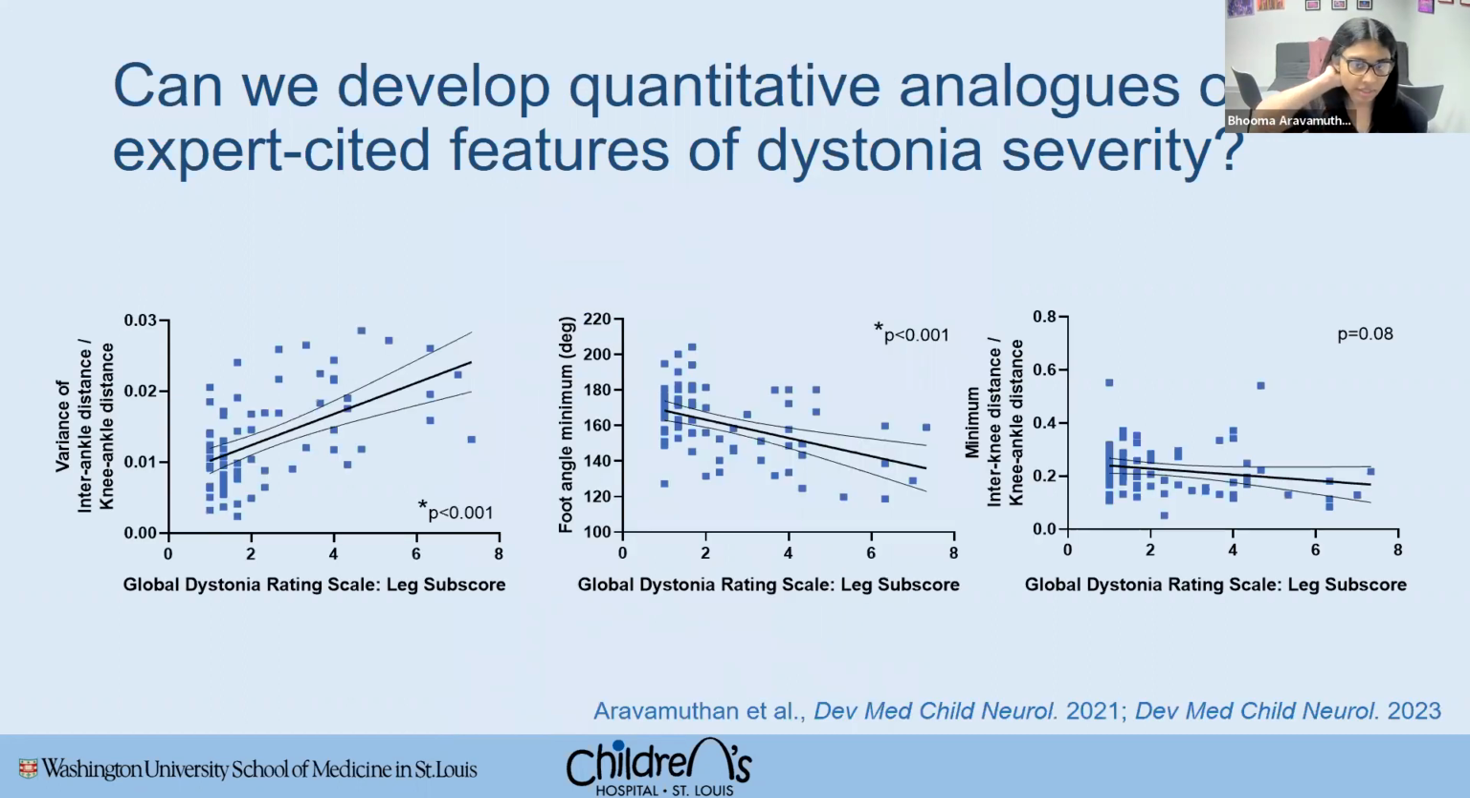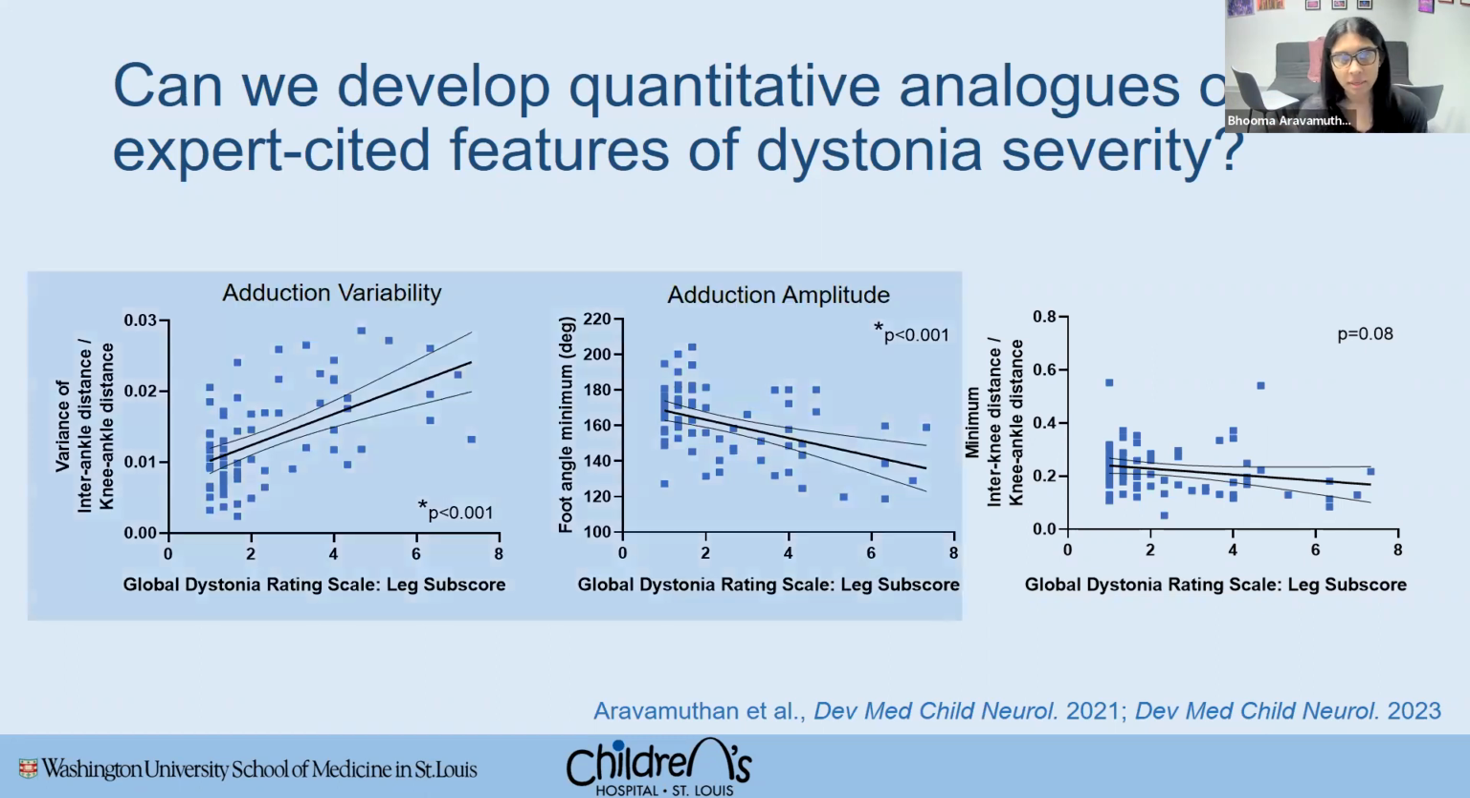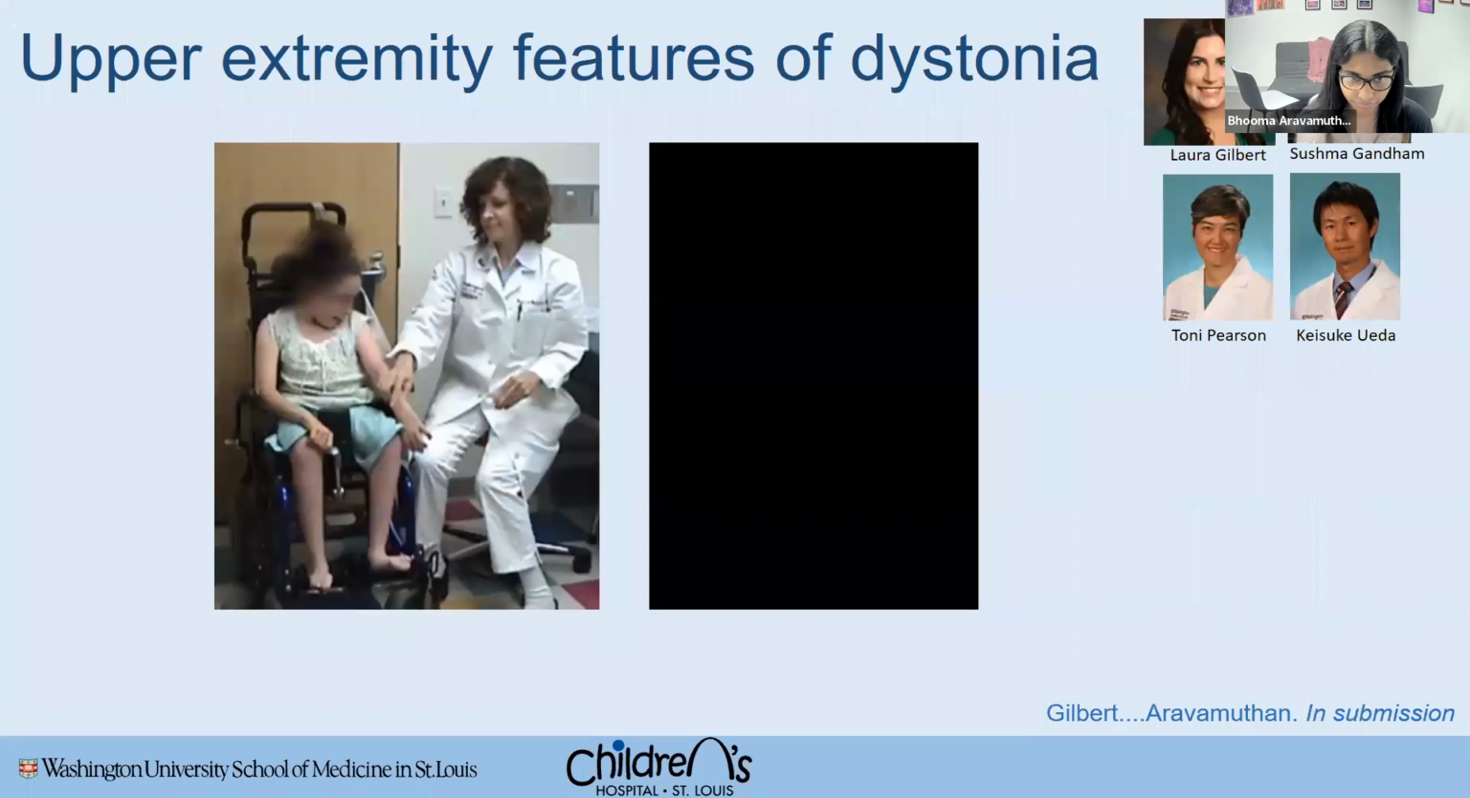And if we plot those features against the global dystonia rating scale, looking to see if there was an association with qualitative severity scores rated by experts compared to these quantitative metrics, there were two features accounting for adduction variability and adduction amplitude that had clear correlation. So what we would suggest is that these features, even though they may not be clear-cut diagnostic discriminators, can help track severity. And that can be useful for clinical trials, but it can also be useful in our own clinical practice to look at improvement following treatment. That was all lower extremity.